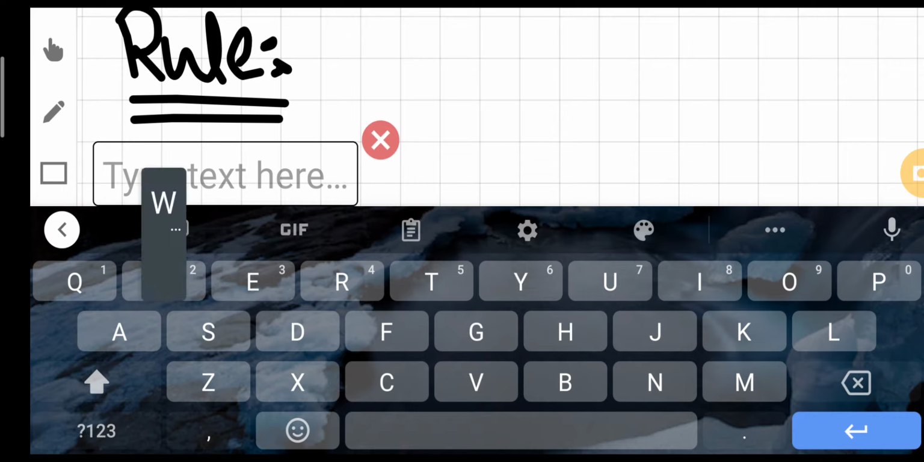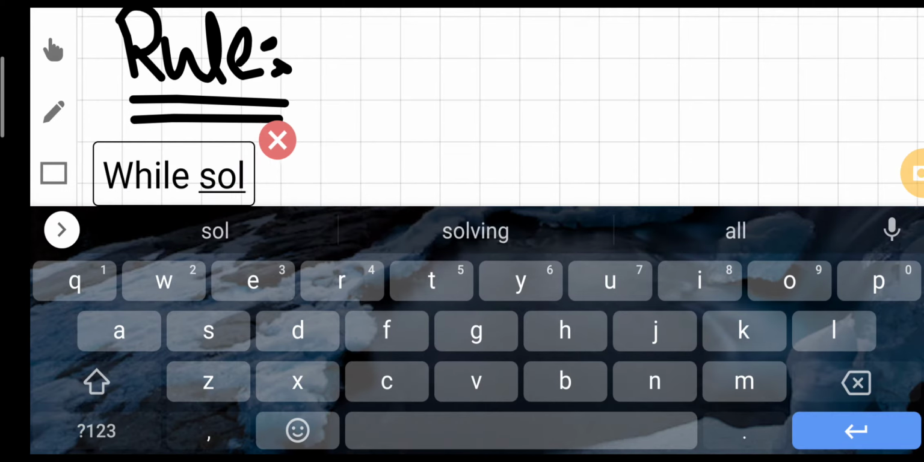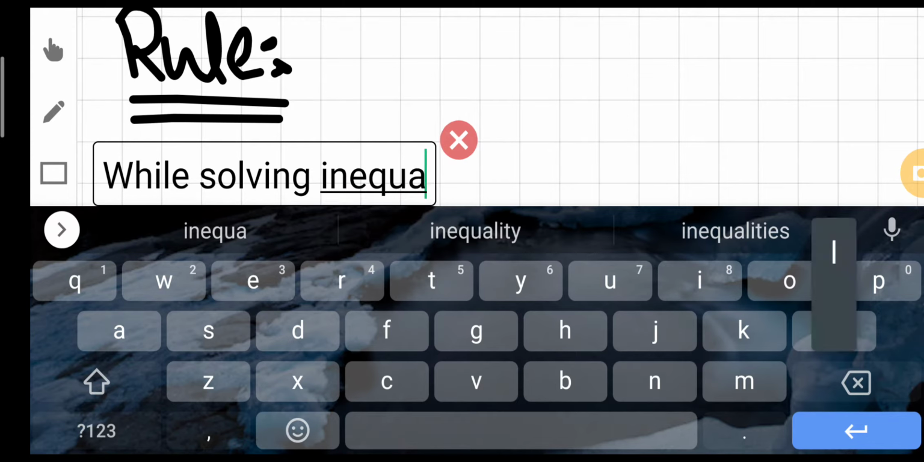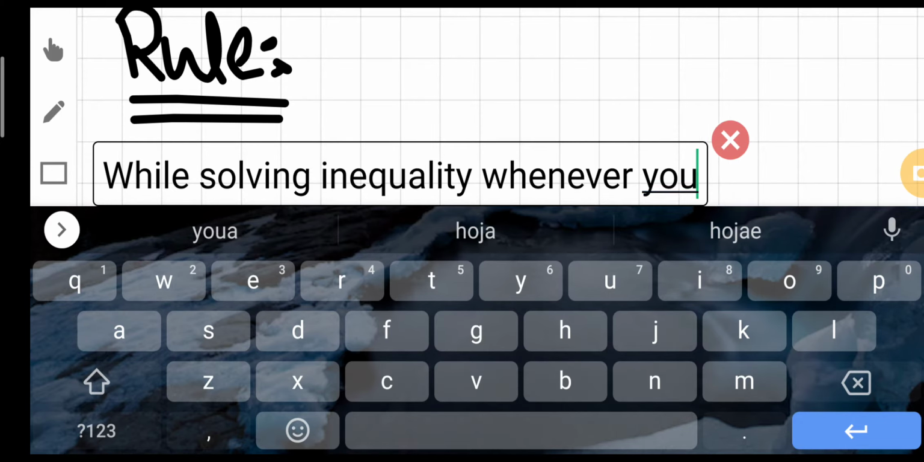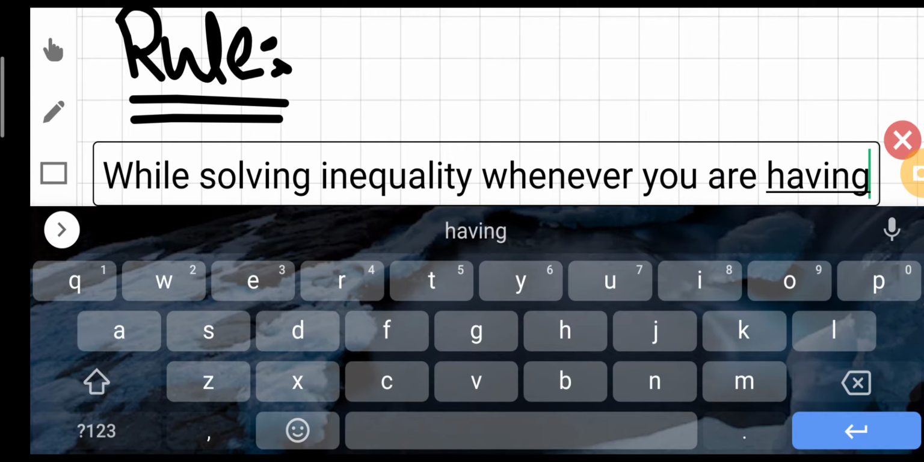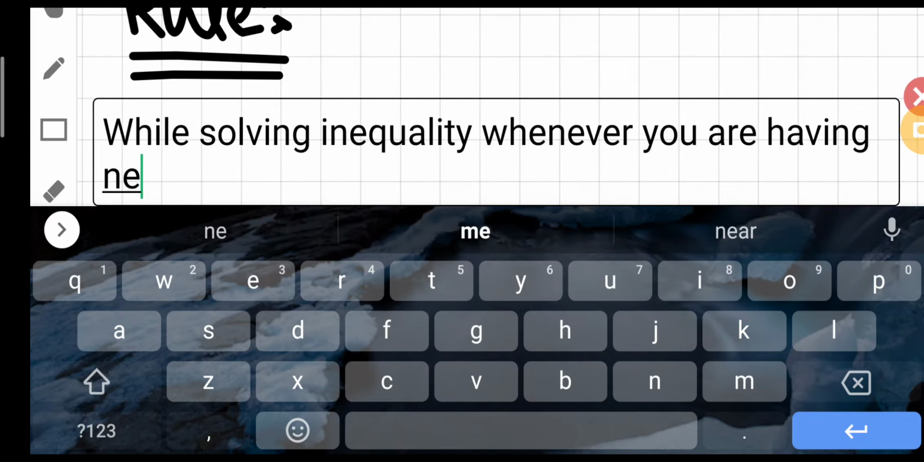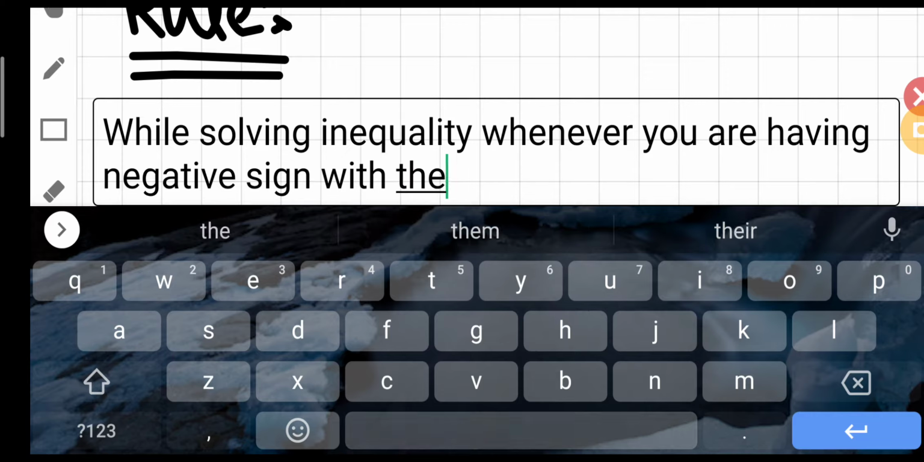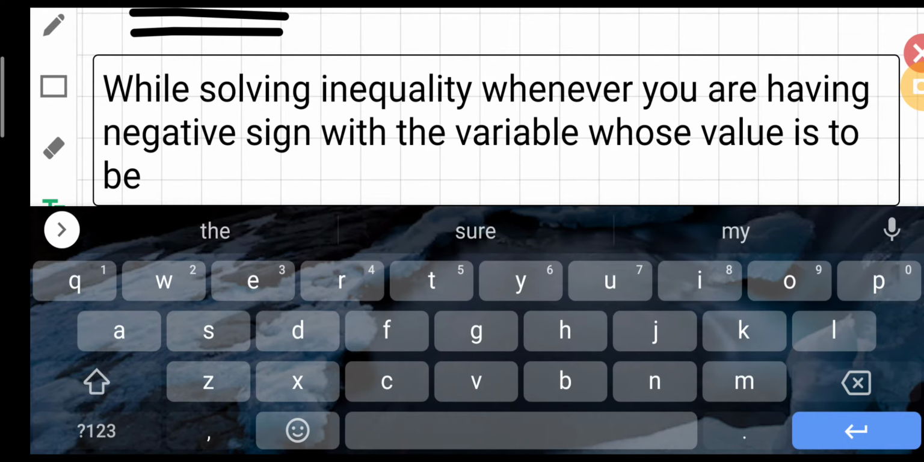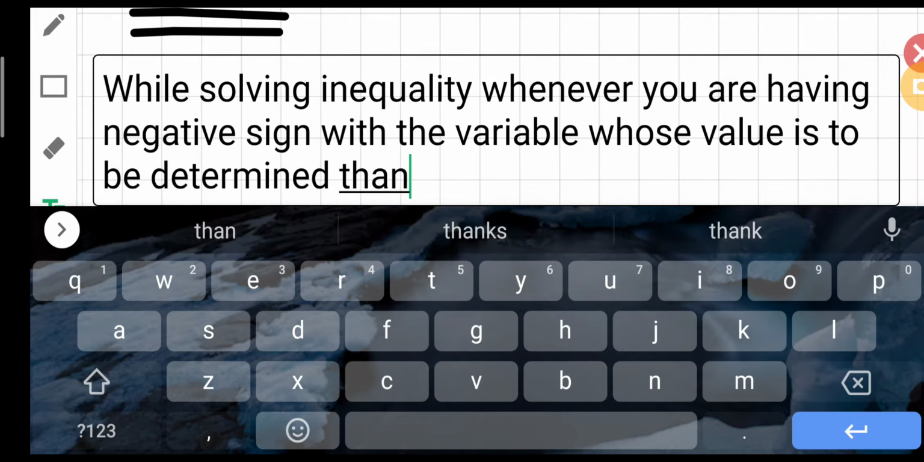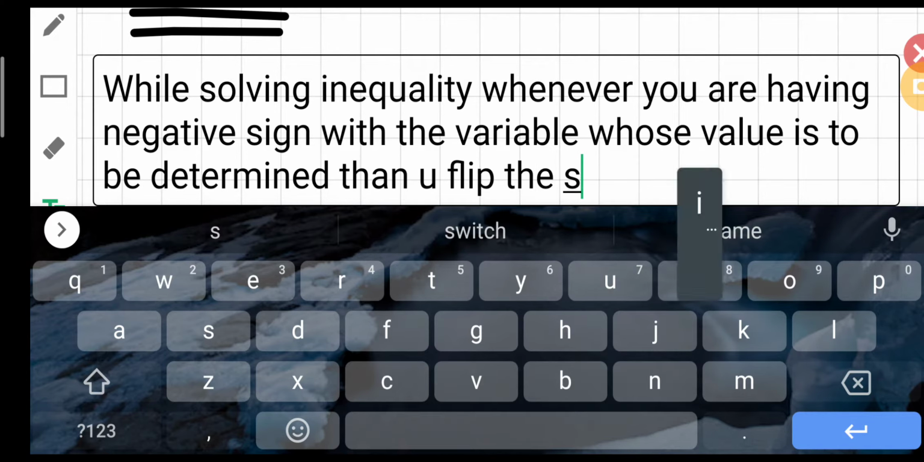It simply says that while solving inequality, whenever you are having negative sign with the variable whose value is to be determined, then you flip the sign of inequality.